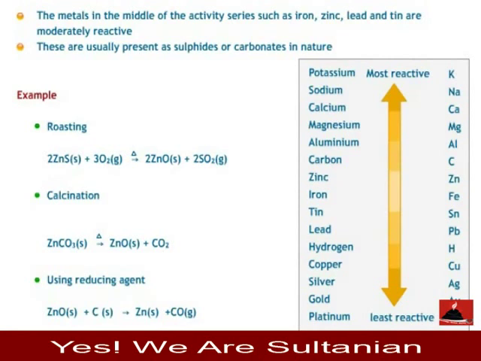The carbonate ores are changed into oxides by heating strongly in limited air. This process is known as calcination. The metal oxides are then reduced to the corresponding metals by using suitable reducing agents such as carbon.